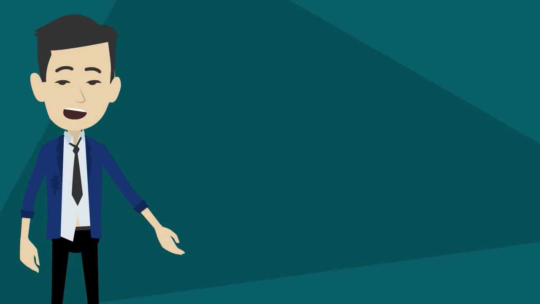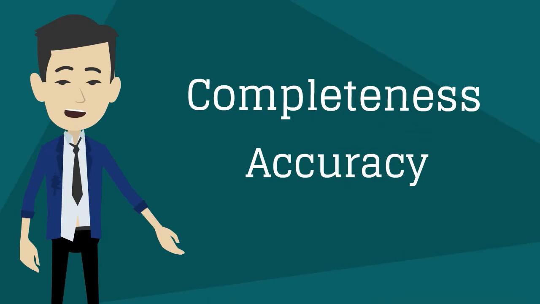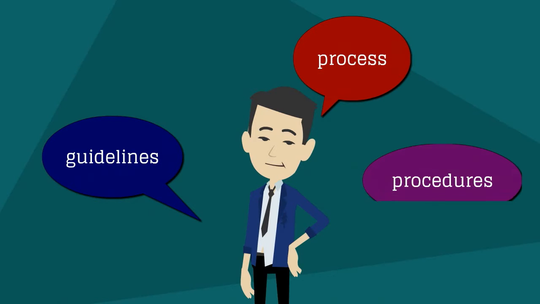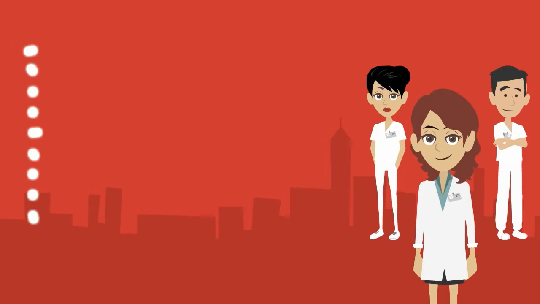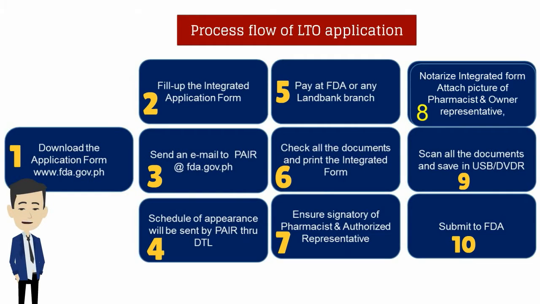In applying for license to operate, pharmacists should check the completeness and accuracy of documents that need to be submitted to the FDA office. The guidelines, process, and procedures should be followed. This is the process flow of LTO application.